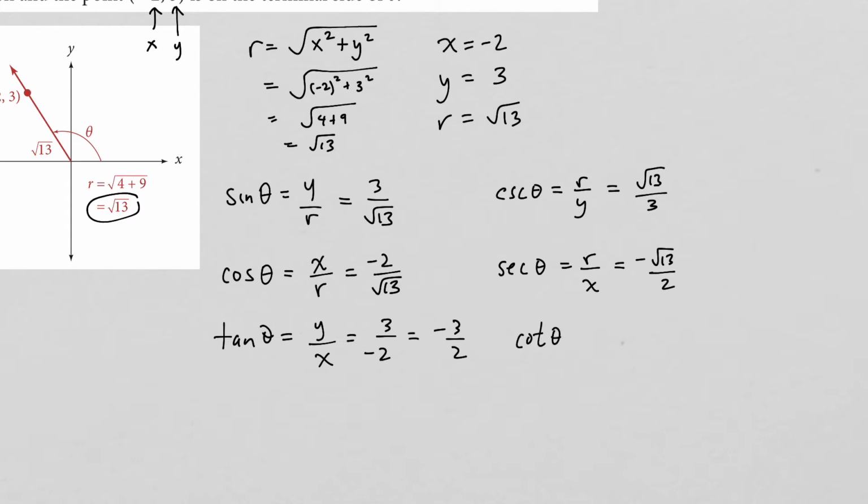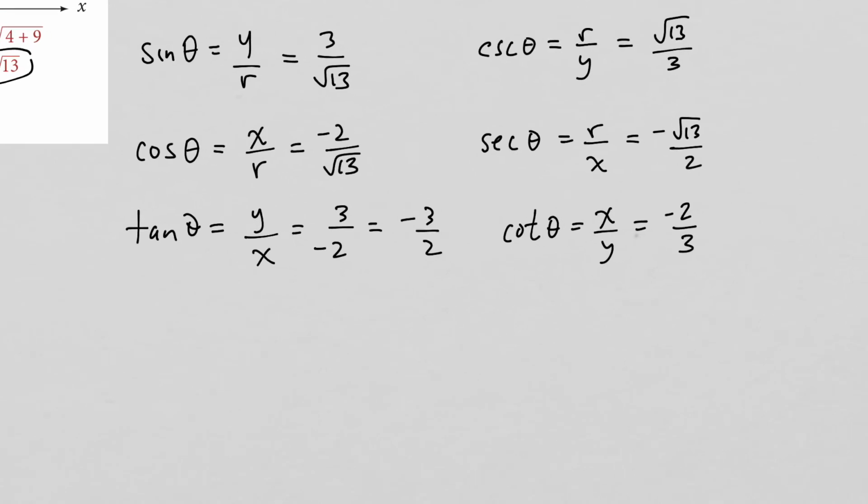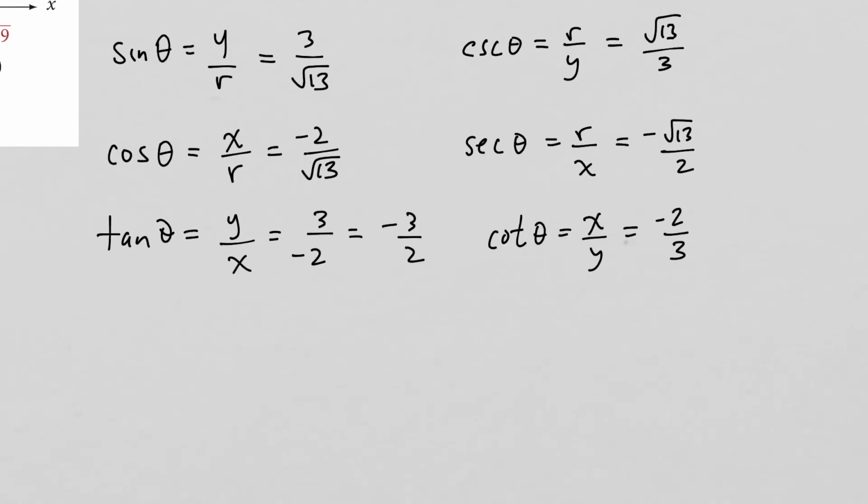And then cotangent of theta is the reciprocal of tangent. So it's x divided by y, and that's going to be -2/3. So those are our 6 trigonometric functions of theta. Now, one note that I want to make here is in algebra, and I mentioned this in an earlier video, but in algebra, you are taught to not have a radical in the denominator of a fraction. In this class, we're not going to worry too much about that.